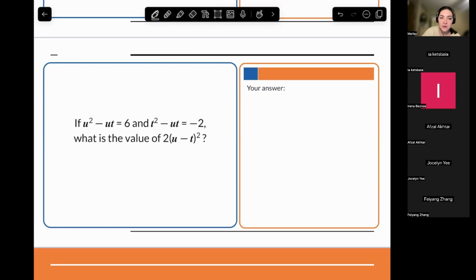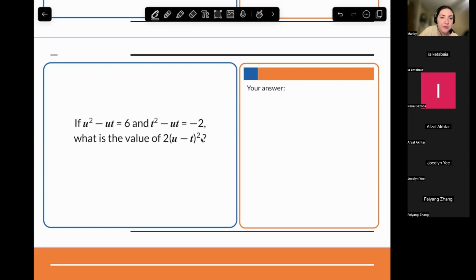Okay, so for this, it's hard to see it at first. They're telling us u squared minus ut is 6, and then t squared minus ut is equal to -2. Kind of weird, right? Then they're saying, what's the value of 2 times (u minus t) squared?